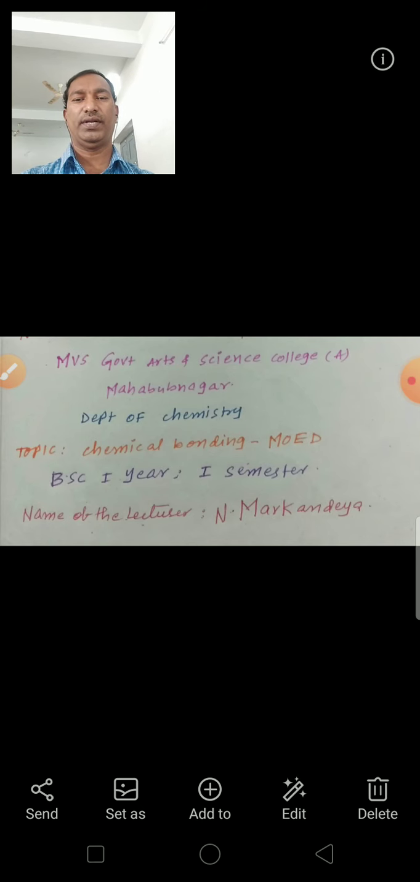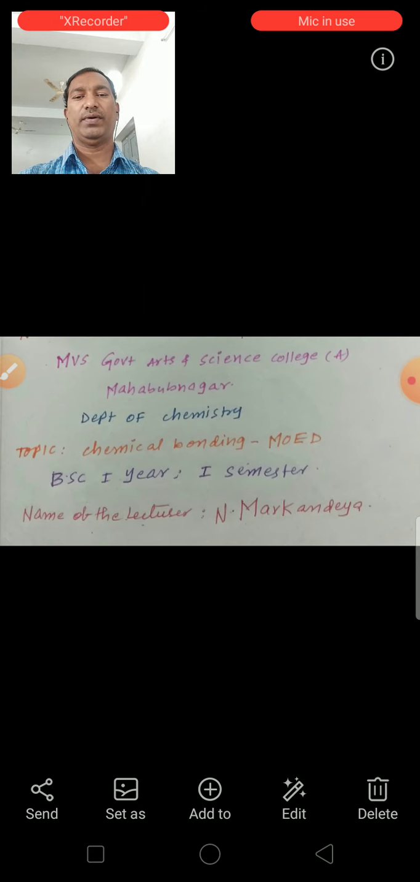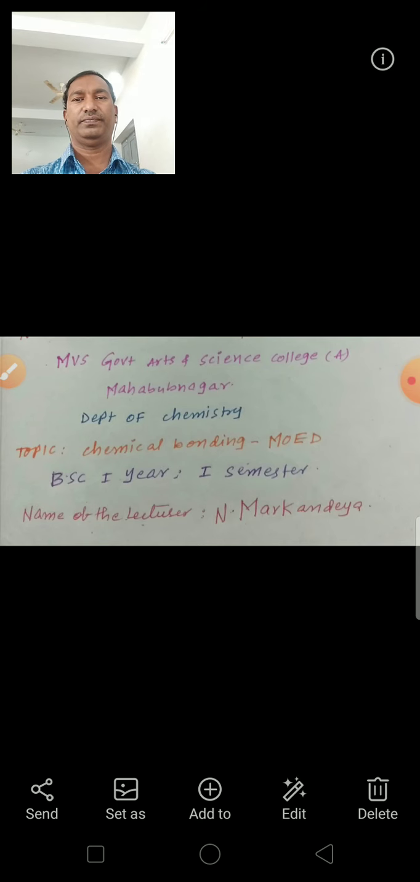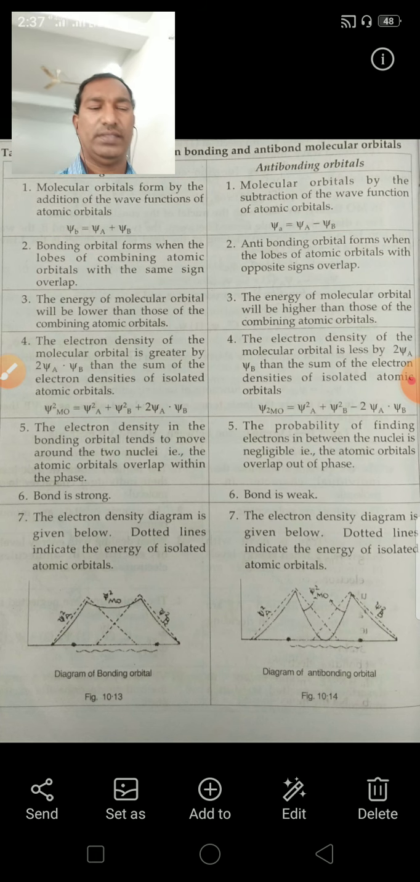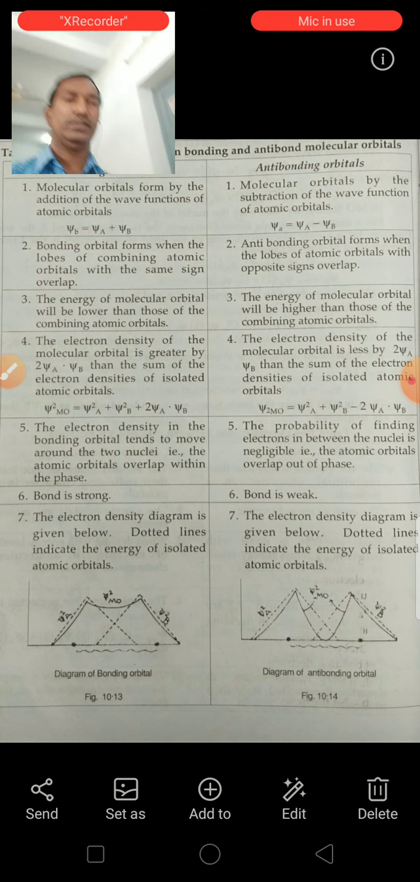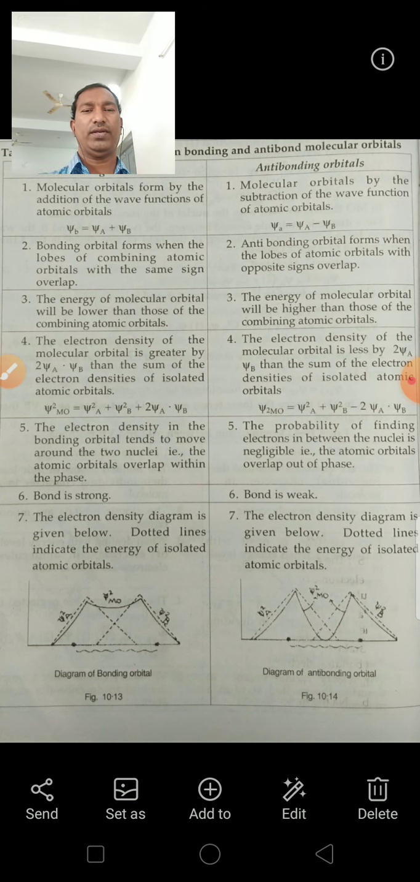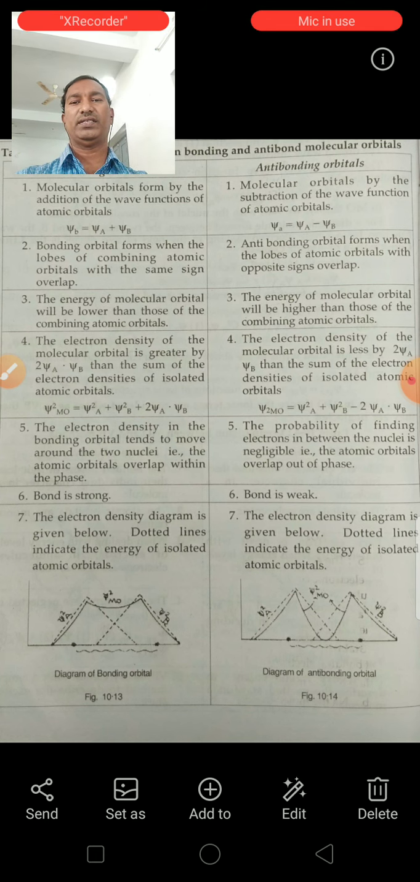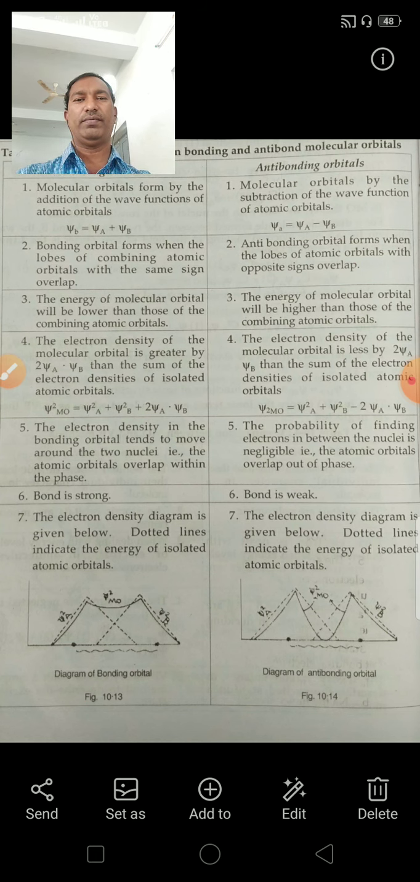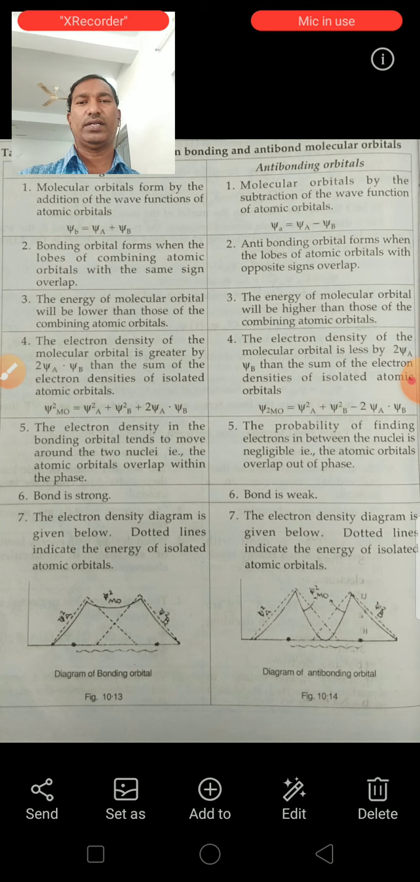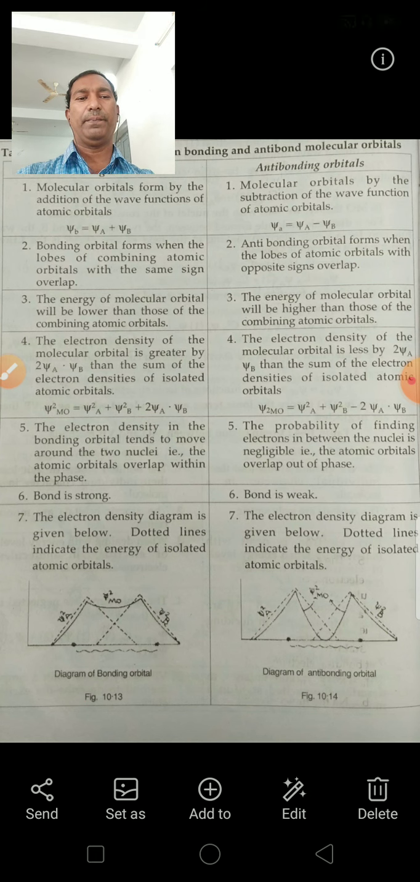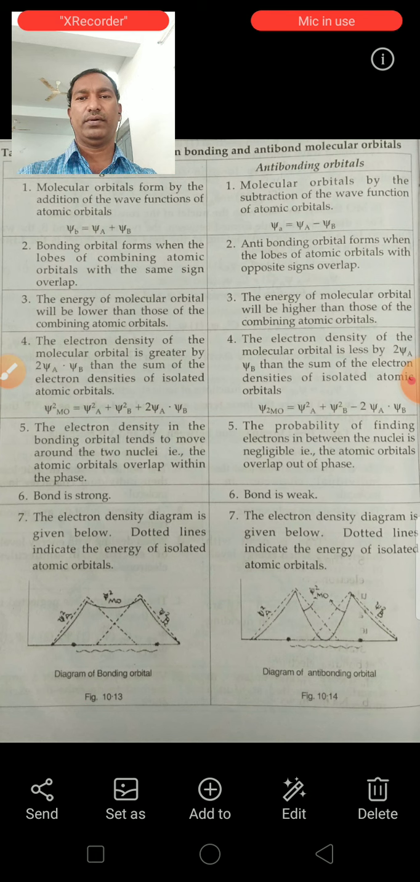The topic is chemical bonding, specifically molecular orbital energy diagrams for BSc first year, first semester. Before that, let us look at the comparison between bonding and antibonding molecular orbitals. We already discussed bonding and antibonding molecular orbitals, so now we compare them.